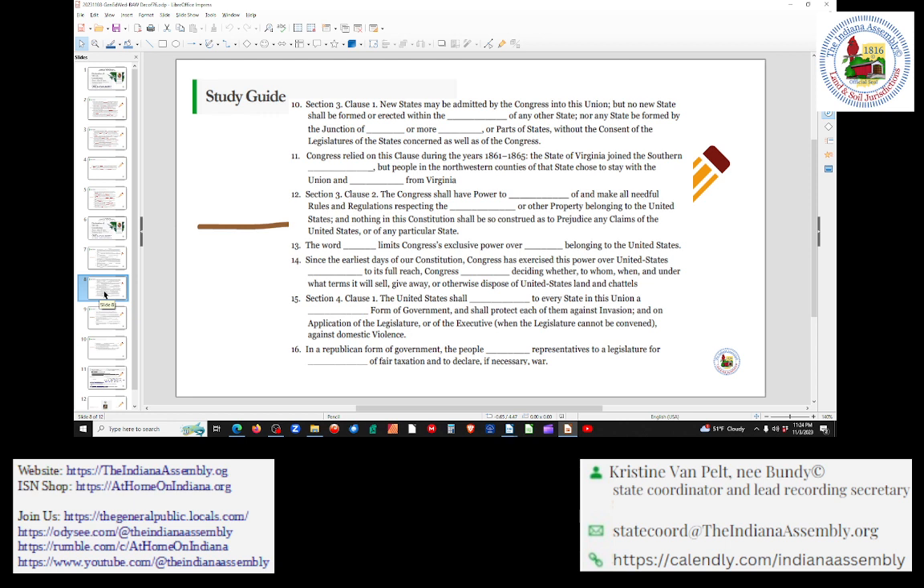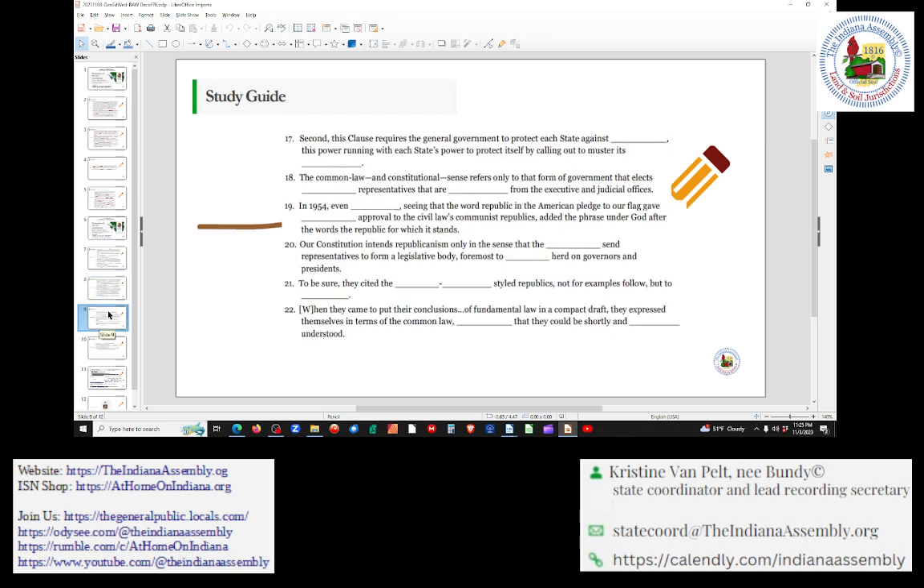Number 15, Section 4, Clause 1. The United States shall blank to every state in this union a blank form of government and shall protect each of them against invasion. And on application of the legislature or of the executive when the legislature cannot be convened, against domestic violence. Number 16, in a Republican form of government, the people blank representatives to a legislature for blank, for fair taxation and to declare, if necessary, war.